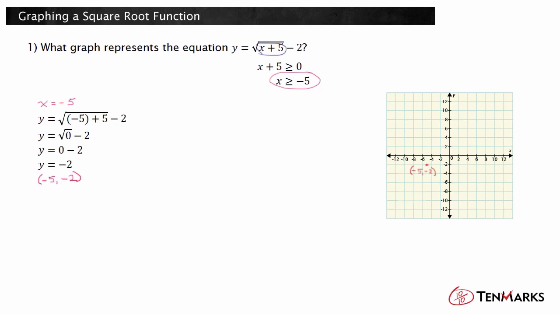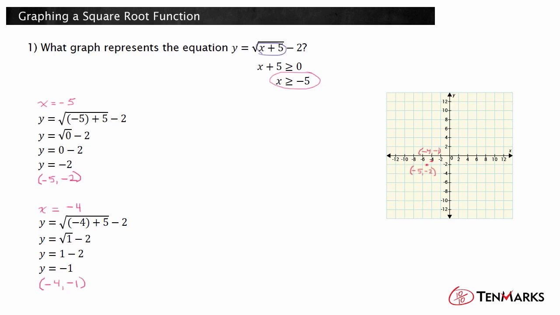Now find another point on the graph. Remember that all other points on the graph will therefore be greater than -5. So choose x values to substitute that are greater than -5. For example, -4. Substitute -4 for x. The point -4, -1 is on the graph.